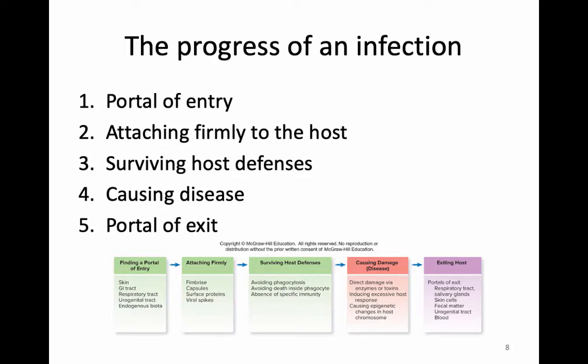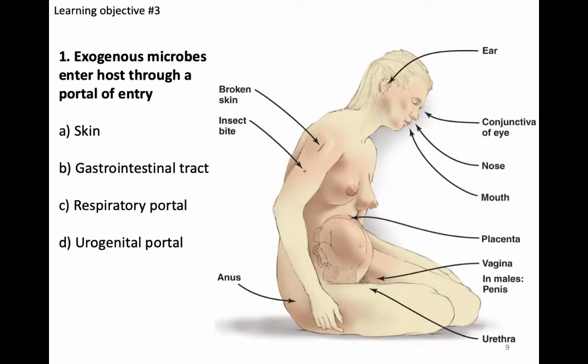The progress of an infection is in 5 steps, which we'll go through now. The first being a portal of entry. A microbe that is outside of the human is called an exogenous microbe, and in order to cause infection, an exogenous microbe must first enter the human through an area that is called a portal of entry. These are areas on the human body where microbes can get into the human body, and this would be the first step in causing an infection.